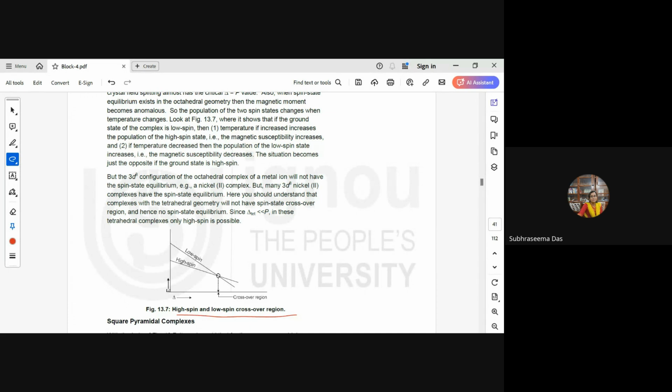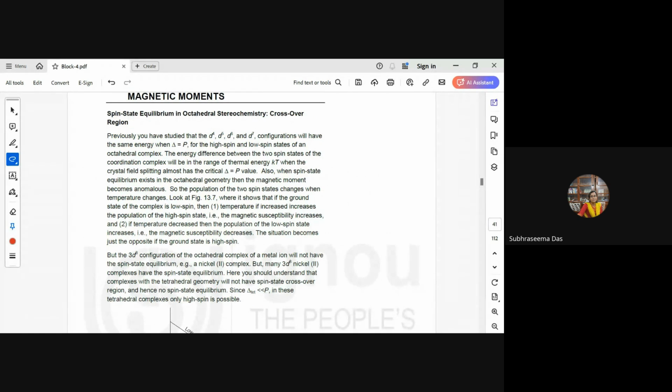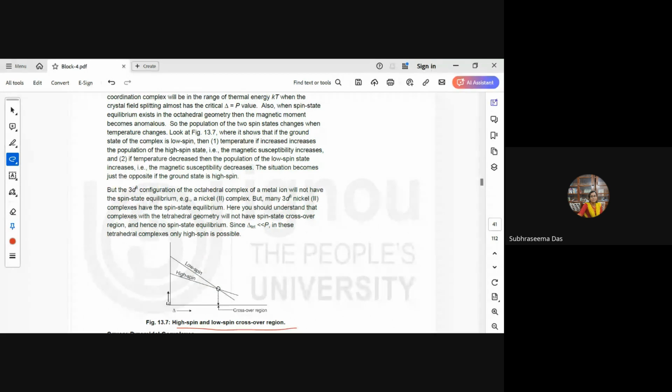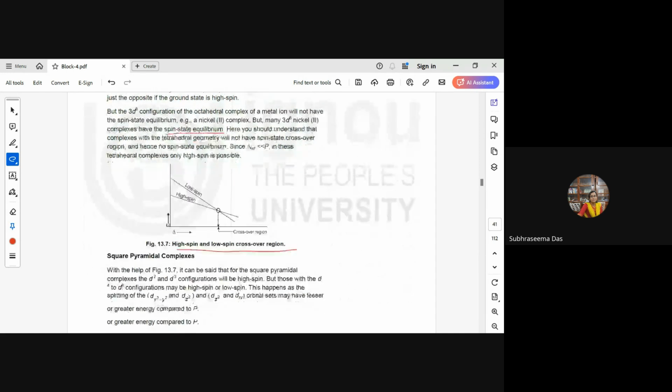If we look into the 3d8 configuration of an octahedral complex, it will not have the spin state equilibrium, like Ni2+. But when a 3d8 of nickel 2 plus is considered, it has been found to have a spin state equilibrium. Hence we need to understand that complexes with tetrahedral geometry will not have a spin state crossover region, and hence no spin state equilibrium is obtained for these cases.